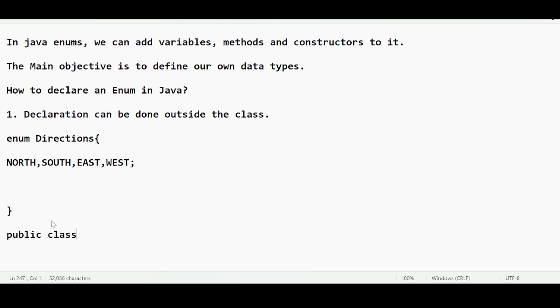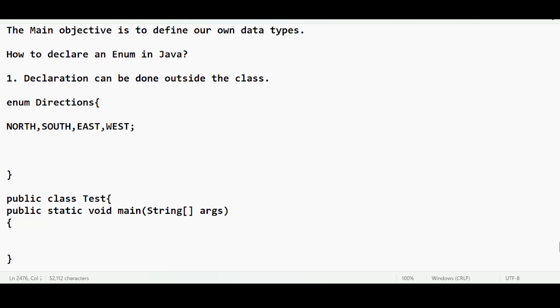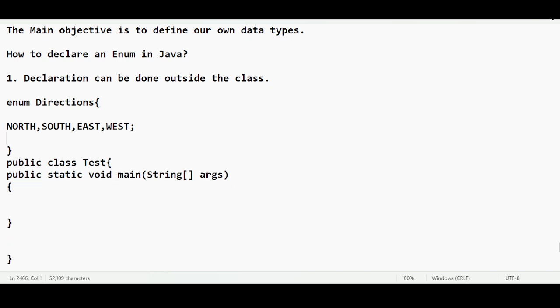Public class test, public static void main, String array arguments. Okay, this is what it means. Declaration can be done outside the class.